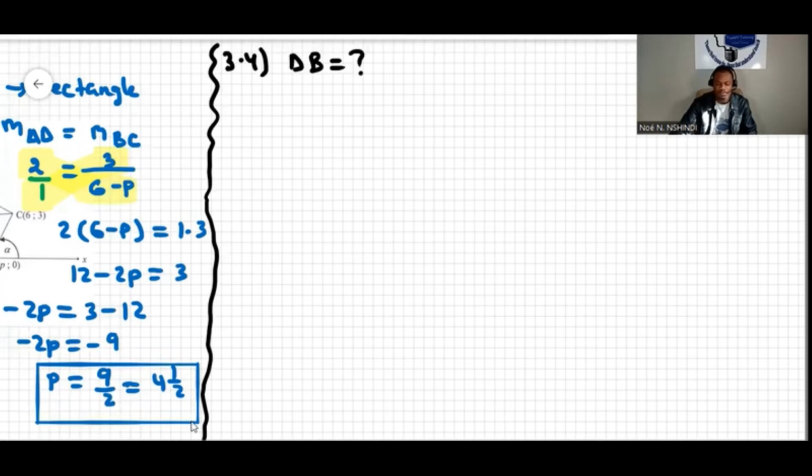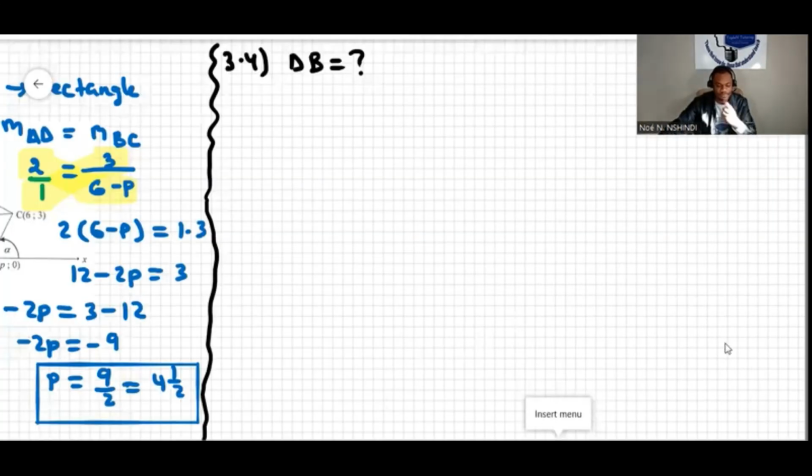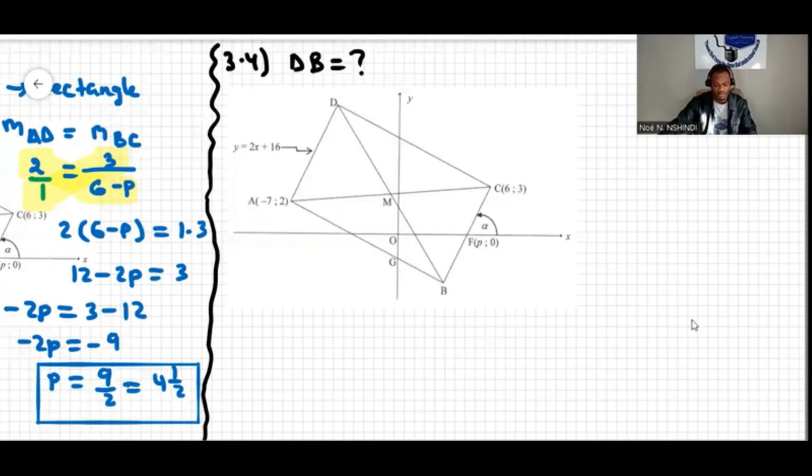Okay. Now let's first post the diagram over here. Okay, here's the diagram. Now we need to find the length DB. How can we do that? The given shape here is a rectangle. So one of the properties of the rectangle is that the diagonals are equal.